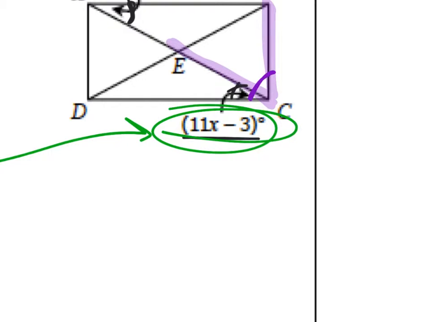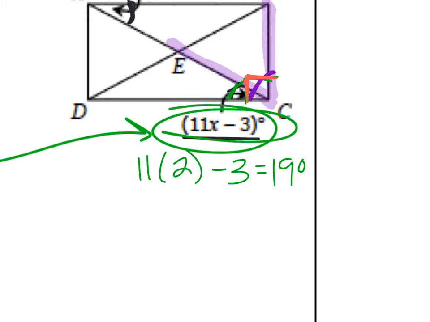So 11 times 2 minus 3, so 22 minus 3, is 19. So I know that this little angle right here is a 19-degree angle. Okay? Because it's a 19-degree angle, that works fine because I know 19 plus something has to equal 90, because that's a 90-degree angle right here.